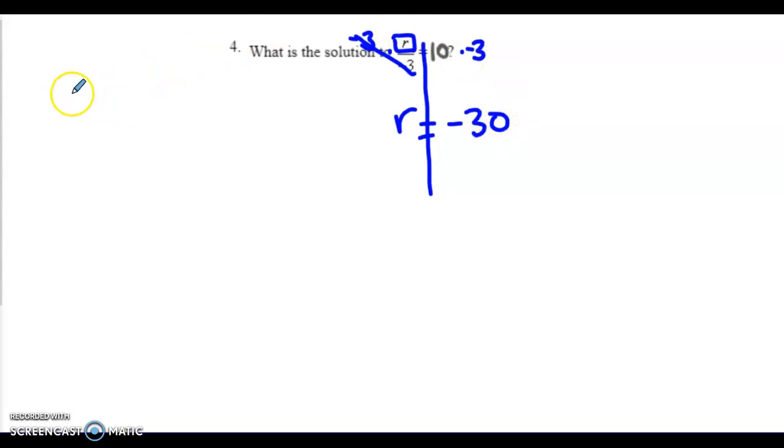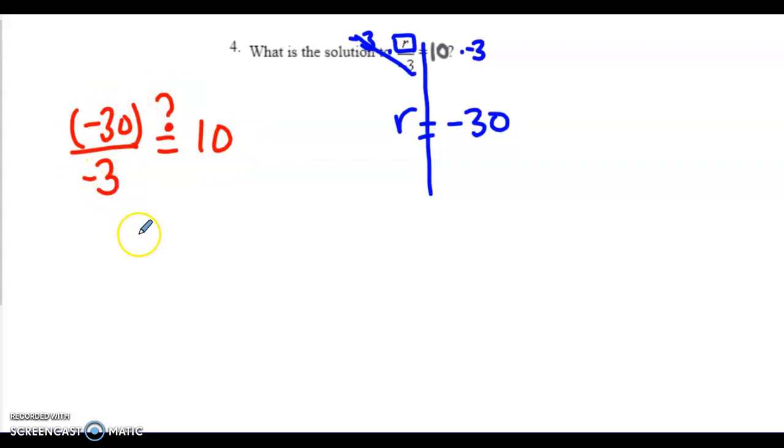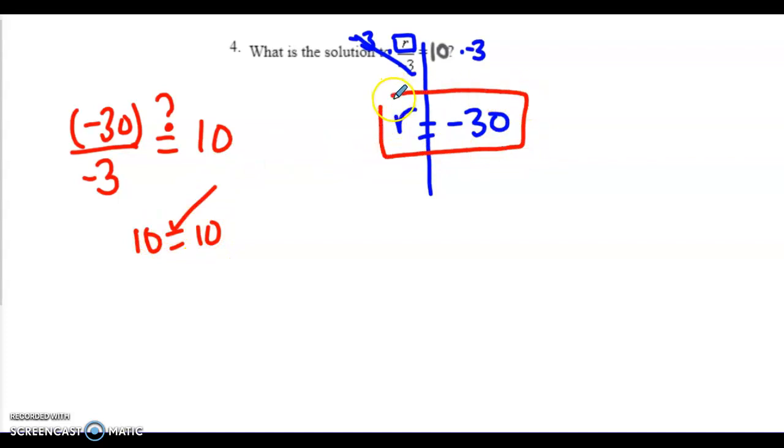Now we're just going to double check by substituting it back in. Where I see the letter r, I'm going to plug in a negative 30, and I always use parentheses when I substitute back in. I'm going to see if this equals 10. Oops, that was a negative 3. So I'm going to plug this side into my calculator, negative 30 divided by negative 3, and it does equal a positive 10, so I know that is correct.